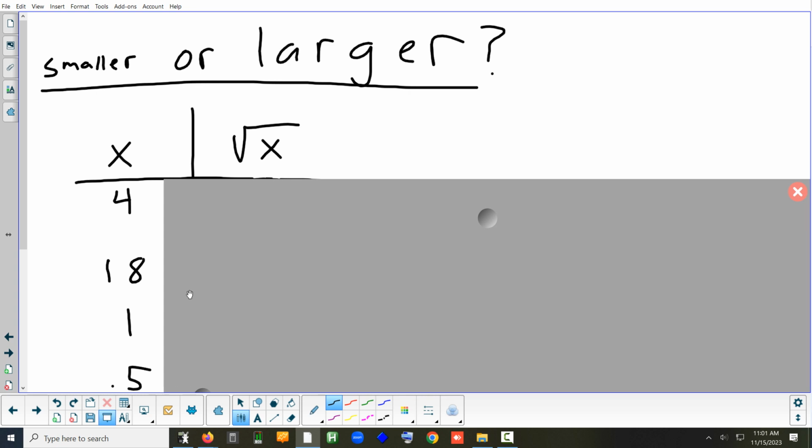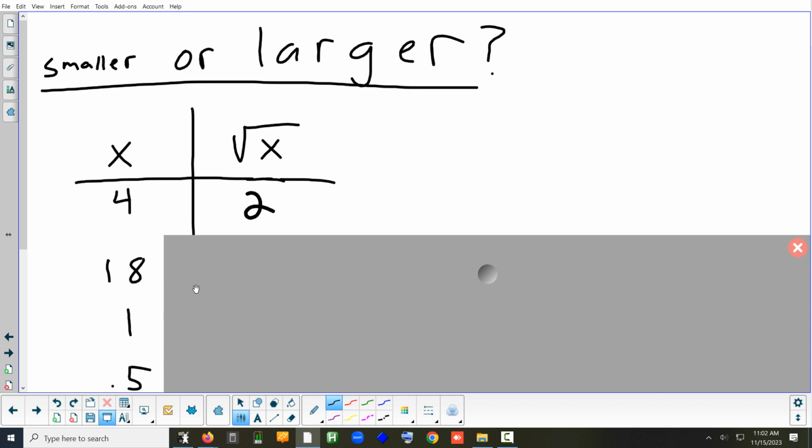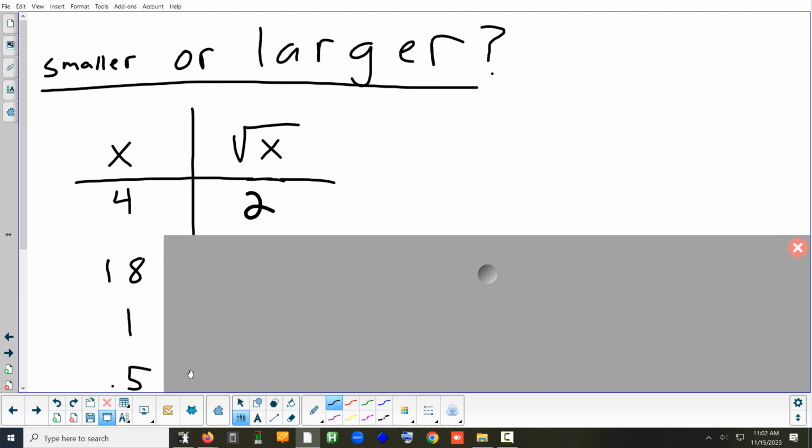So let's look at some of these numbers and take the square roots. Let's start with 4. What's the square root of 4? 2. So when we took the square root, did it get smaller or larger? Okay, so taking a square root in that case made it smaller. Let's do 18. Okay, square root of 18. Oops, not the square root of the square root. 4.2. That's smaller or larger?